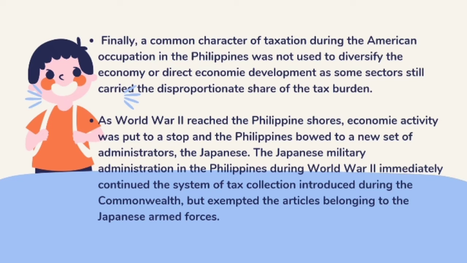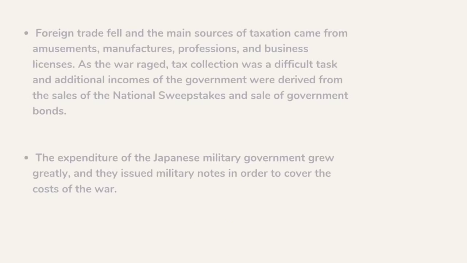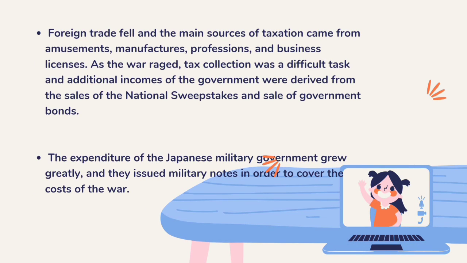The Japanese military administration in the Philippines during World War II immediately continued the system of tax collection introduced during the Commonwealth, but exempted the articles belonging to the Japanese armed forces. Foreign trade fell and the main sources of taxation came from amusements, manufactures, professions, and business licenses.